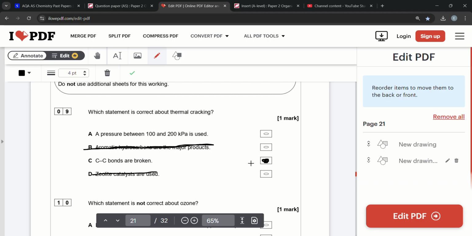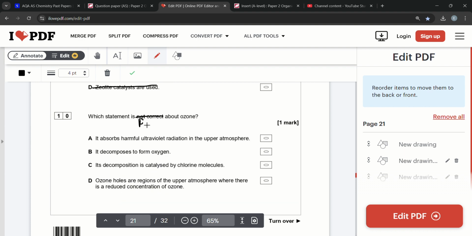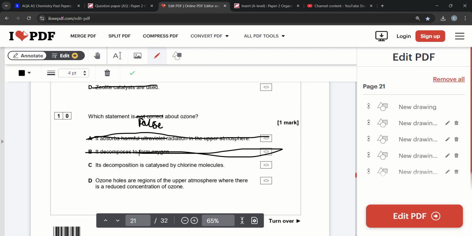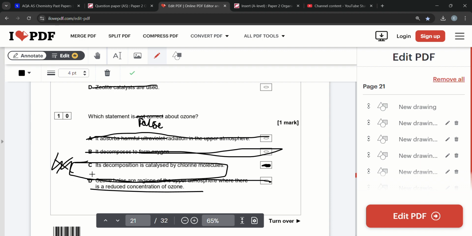Which statement is not correct, is false? I like to just say that about ozone. It absorbs harmful ultraviolet radiation from the atmosphere, that's true. Decomposes to oxygen. Ozone decomposition is catalyzed by chlorine molecules, that is true. Ozone holes are regions of the atmosphere with reduced concentration of ozone, that is true. That one is incorrect, so that's the correct answer.